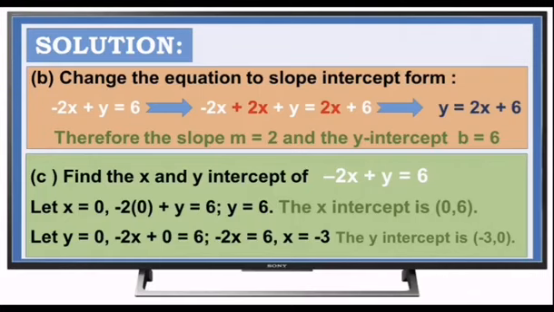Let x equals 0. Substitute x with 0 in the equation. So we have negative 2 times 0 plus y equals 6. So we get y equals 6. The x-intercept is 0, 6.